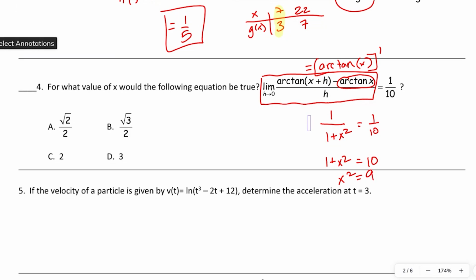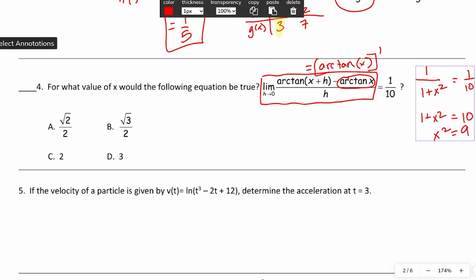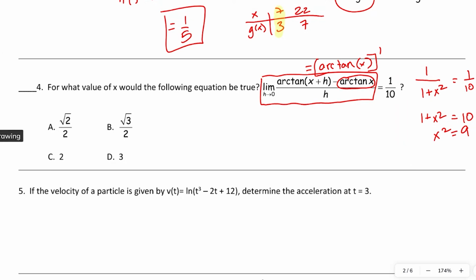I guess I should maybe move this over so I have a little bit more room. And so x would be plus or minus 3. Now we don't see plus or minus 3 here, and that's okay. It's just saying for what value of x could it be true, and so the only possible answer here is 3.